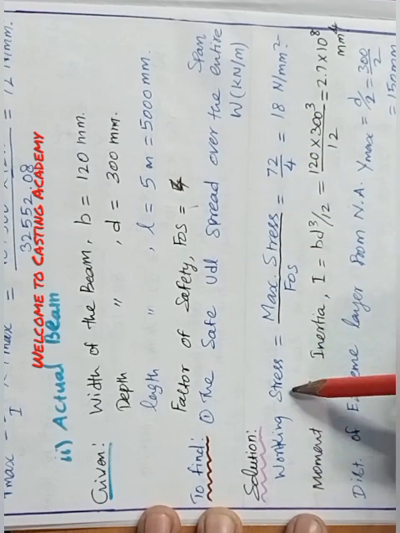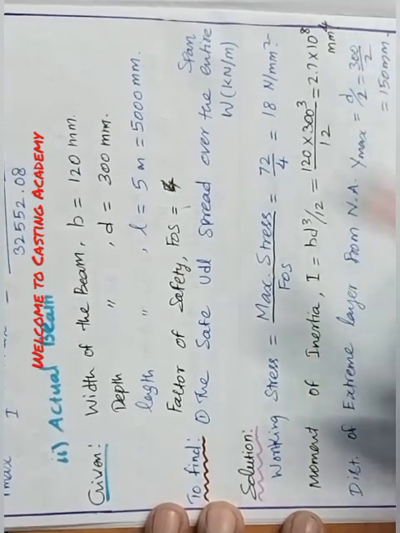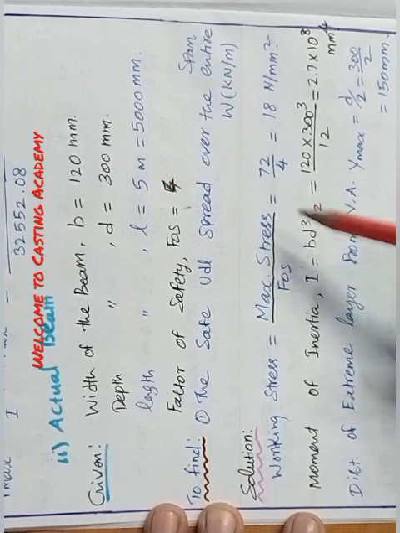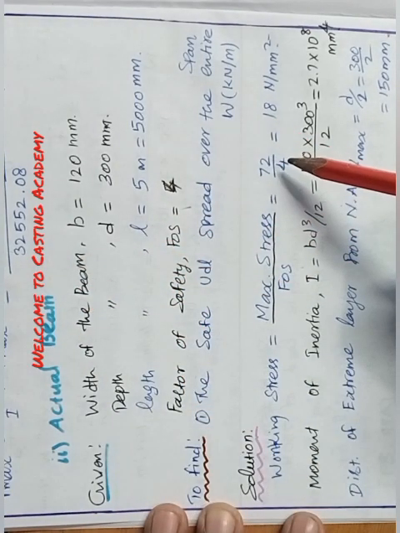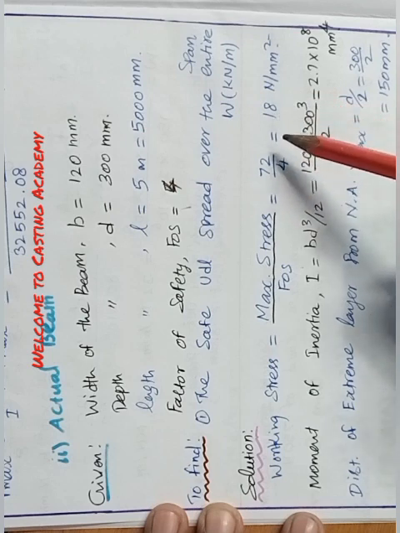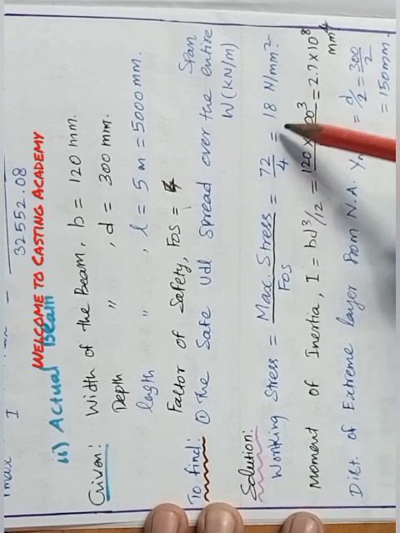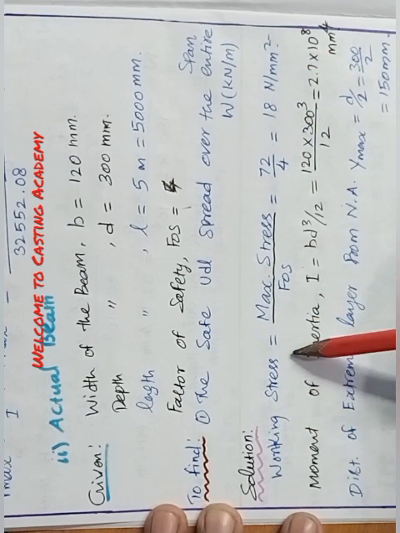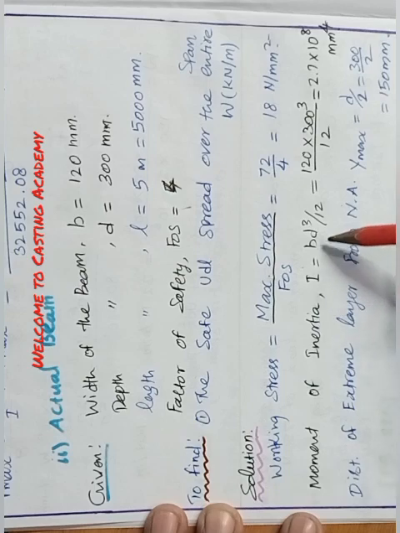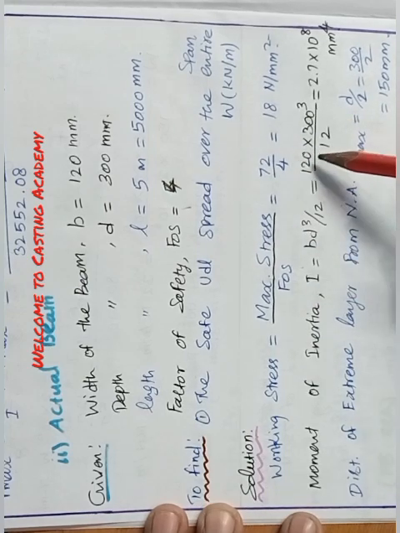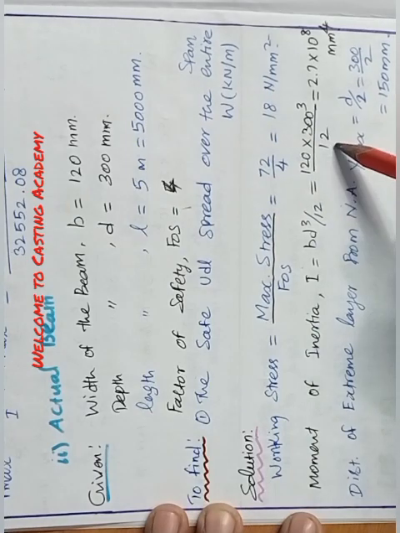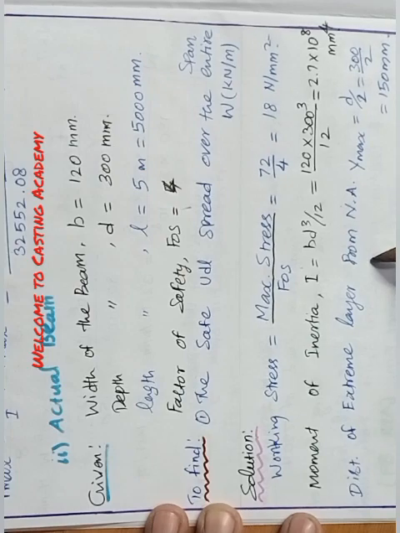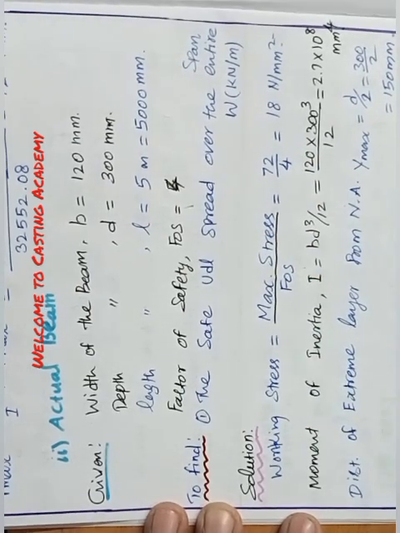Solution is working stress. Just we find out the working stress first. Working stress equal to maximum stress divided by factor of safety. So our maximum stress in previous case is 72 Newton per mm square. So factor of safety 4. Just we got 18 Newton per mm square is our working stress. Moment of inertia I equal to BD cubed by 12. So just you put 120 into 300 cube divided by 12, 2.7 into 10 power 8 mm power 4. Distance of extreme layer Y max, so 300 divided by 2 equal to 150 mm.